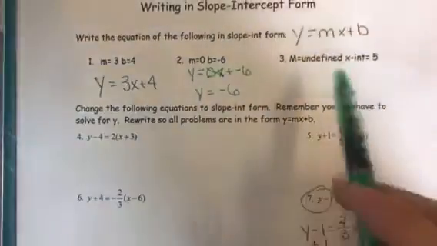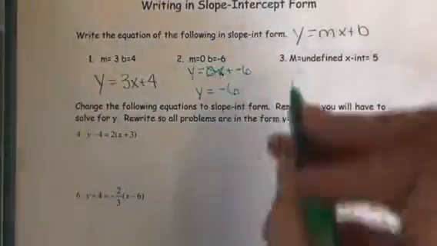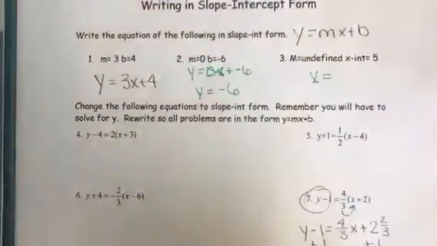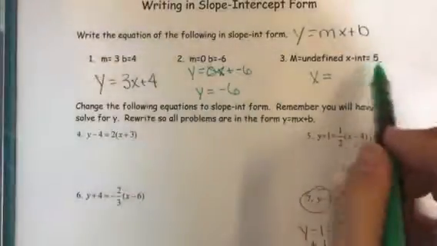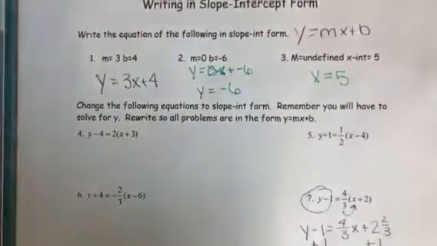Number 3, remember when we have undefined slope, that tells us we're going to write x equals. And in this situation, x = 5. So we have an equation that says x = 5.